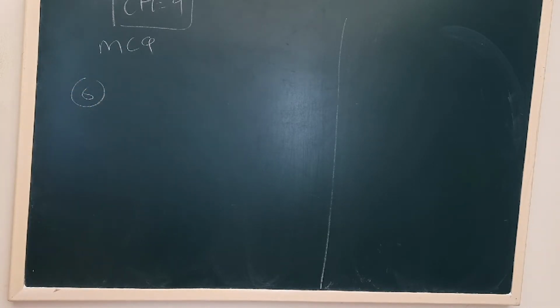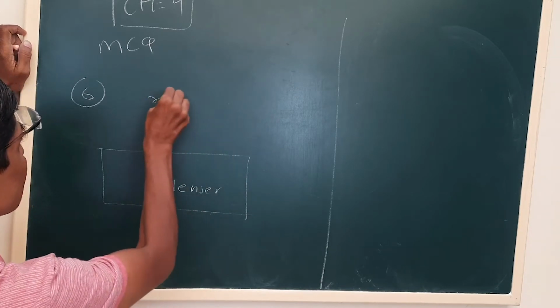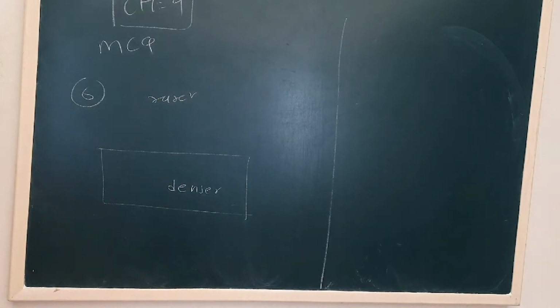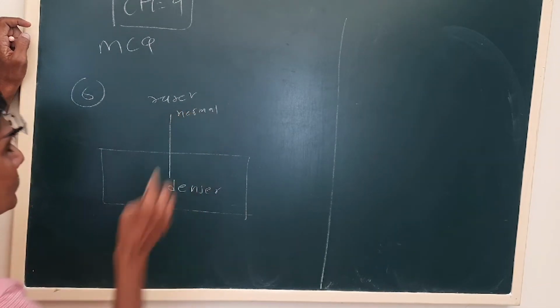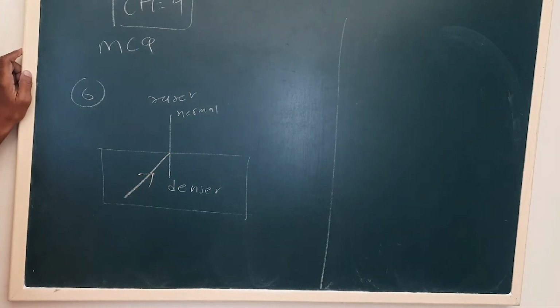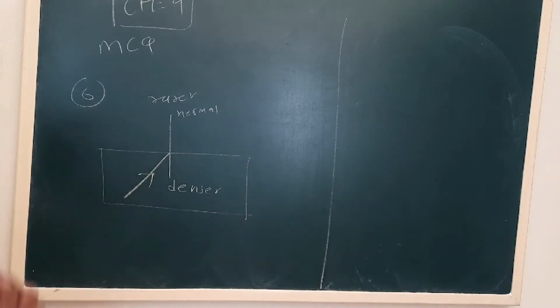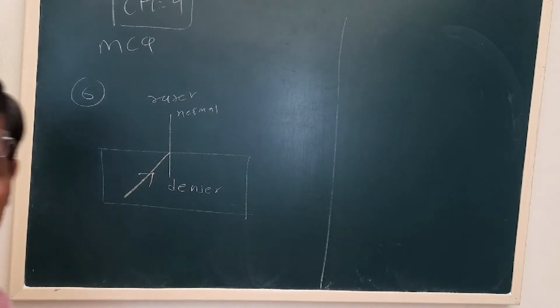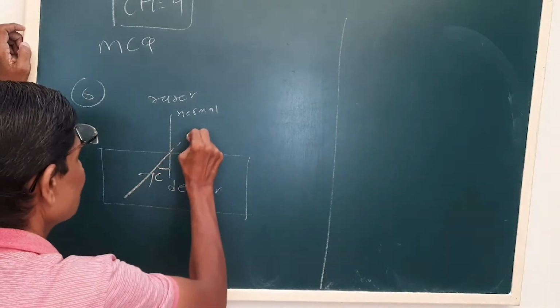A ray of light travels from a denser medium to a rarer medium. That is a normal. Now let us say the ray is coming like this. Here the critical angle is C. The critical angle, we know, is the angle for which total internal reflection will take place. Now this is the original direction.